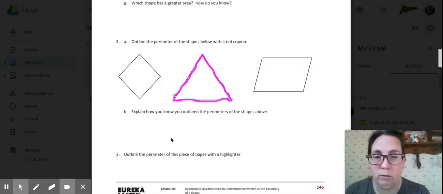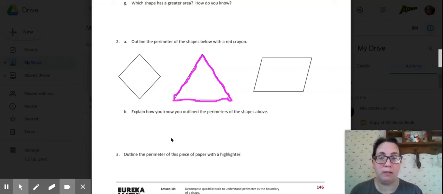B, explain how you know you outlined the perimeter of the shapes above. Pause the video and use words to explain your answer. 3, outline the perimeter of this piece of paper with a highlighter. So if you do not have a highlighter, you can use a pencil, and they just want you to outline the shape of the paper. So you'll just put a line right along the edge of one side and the other side, and then finish that. Pause the video to do that.